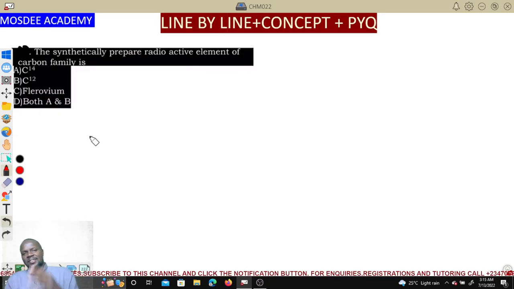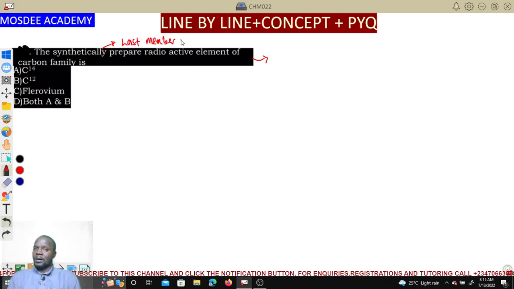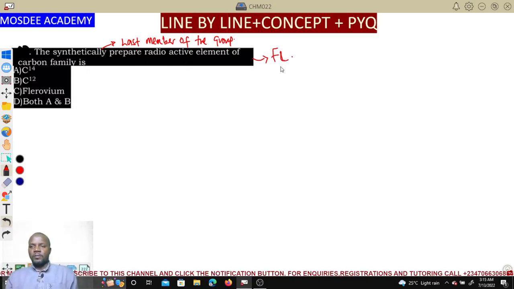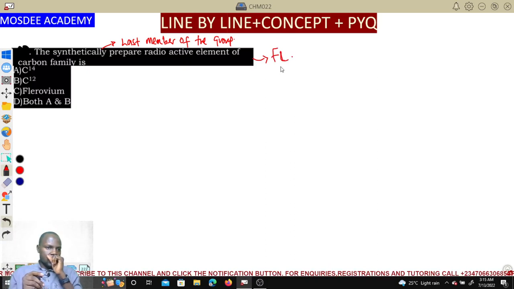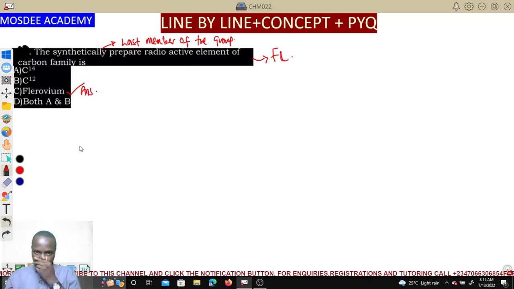The next says the synthetically prepared radioactive element of carbon family. I told you, when you hear the word synthetically prepared, it is always the last member of the group. That is the shortcut, direct shortcut, last member of the group. So the last member of the group is flerovium, Fl. So just note that. Since flerovium is the last member of this group, we know it is prepared synthetically. Apologies, guys. The next question.